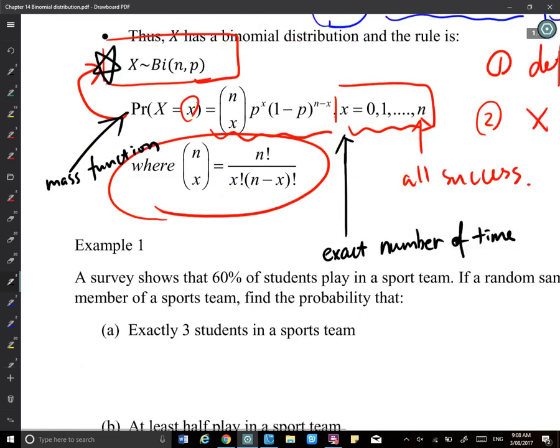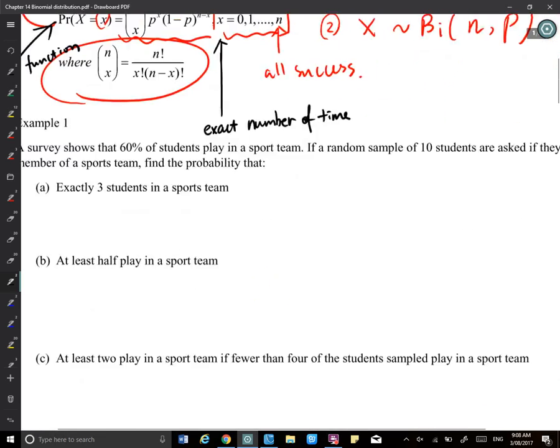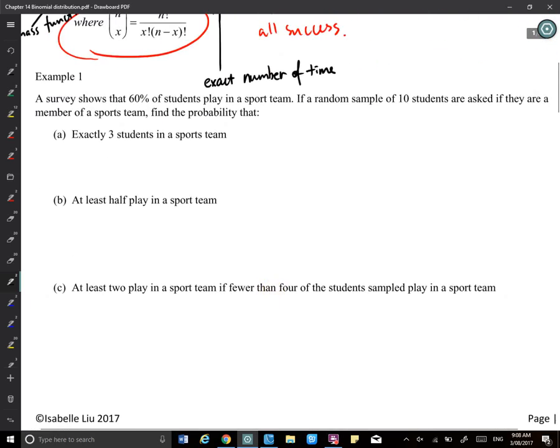Let's have a look at an example, a really easy example here. A survey shows that 60% of the students play in a sport team. If a random sample of 10 students are asked if they are members of the sport team, find the probability that exactly 3 students are in the sport team. Let's have a think. What do the 60% and the 10 give you? 60% is the success rate because among, for example, this class, 60% of the students play the sport.